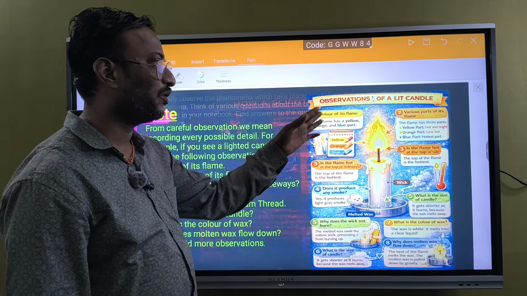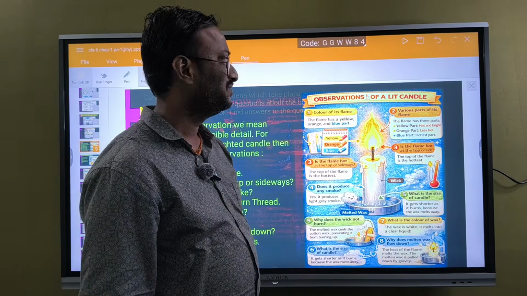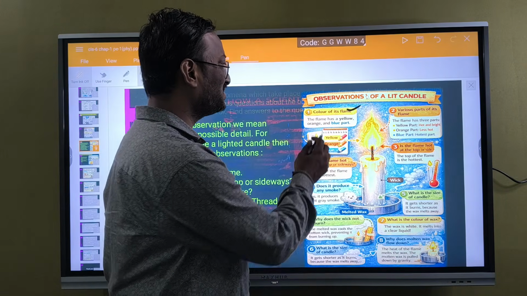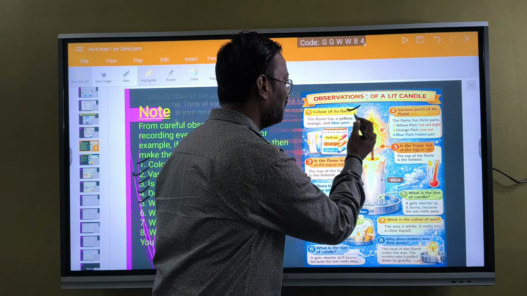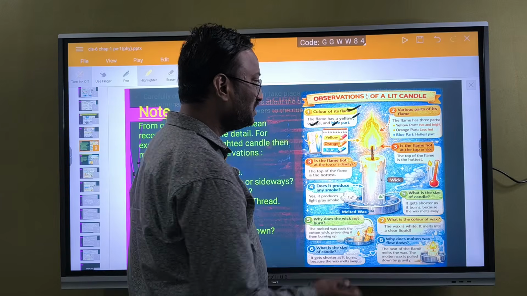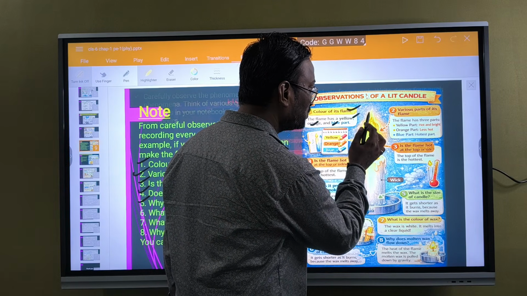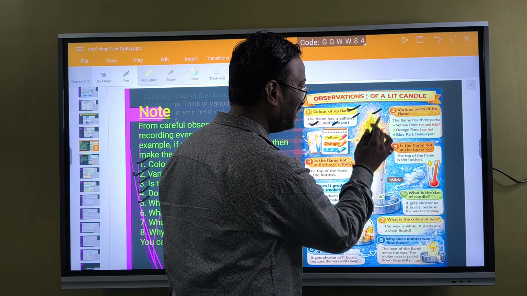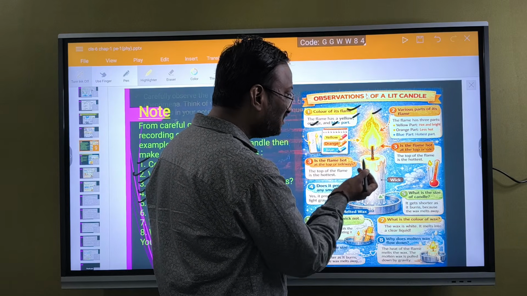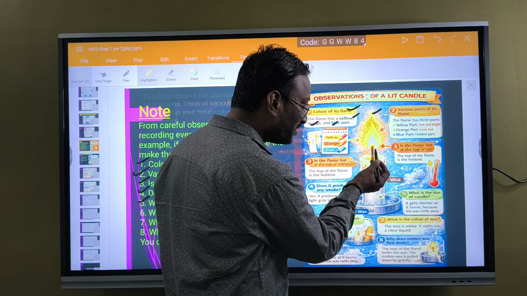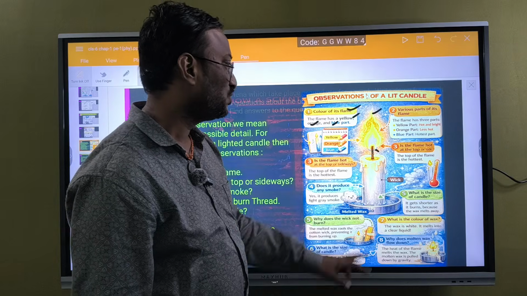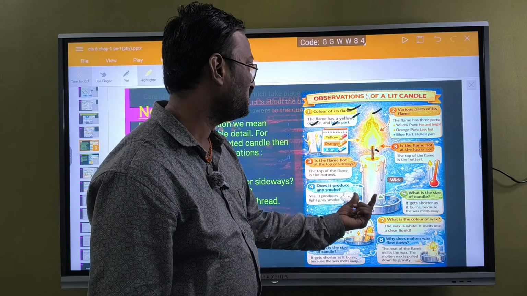We will try to answer a few questions in that. First one is the color of the flame. The flame has three colors: yellow part, orange part, and blue part. So this is the yellow part here. Outside you are going to observe the orange part at the end, in the middle you are going to get the yellow part, and then below that you are going to get what is known as the blue part. This is the wick, the thread in the candle that we call the wick.